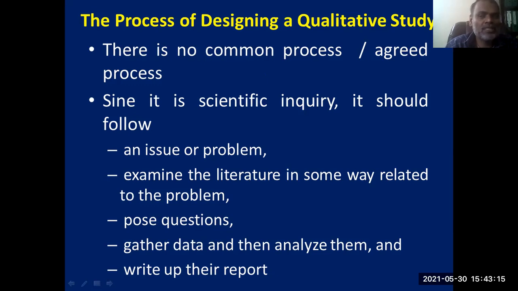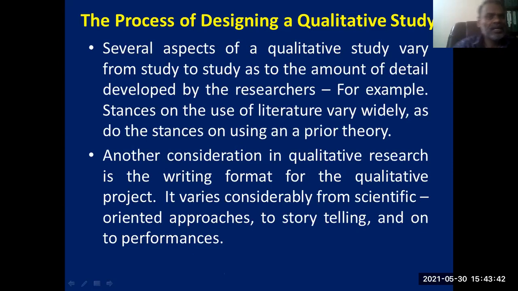This is the common procedure followed in qualitative research. Since it is qualitative, it is also acknowledged as a scientific inquiry. So qualitative research also follows a basic level of sequencing: from issues, examining literature, posing questions, gathering data, analyzing data, and writing a report. This is the minimum level of process.